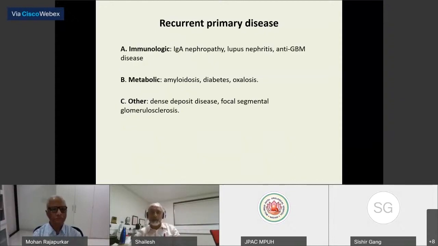Another category is recurrent primary disease, that is, immunological or immune complex mediated disease like IgA nephropathy or lupus nephritis, or a metabolic disease which may recur in the renal allograft, that is amyloidosis, diabetes, or oxalosis, which are the most common to recur. Then there are certain other conditions like dense deposit disease or FSGS, which are more common to recur in the transplant allograft.